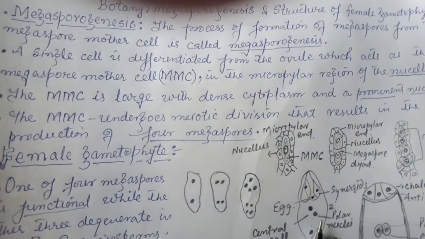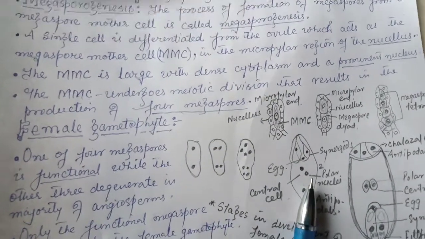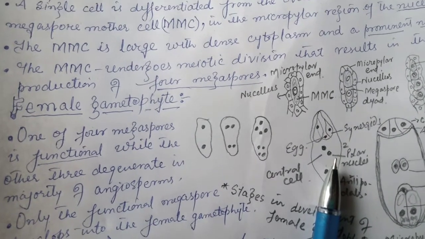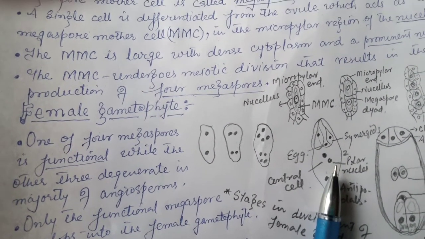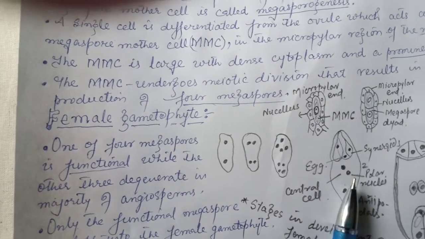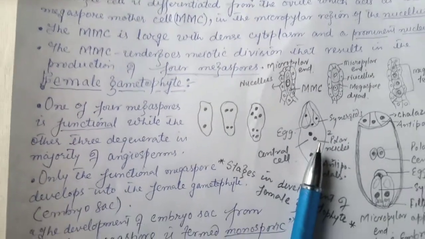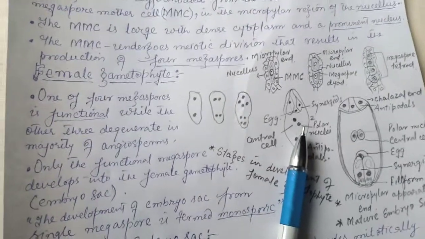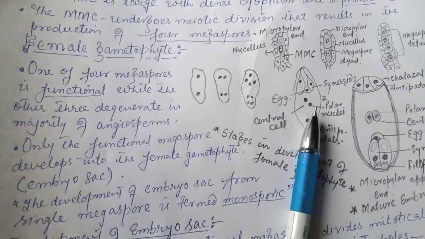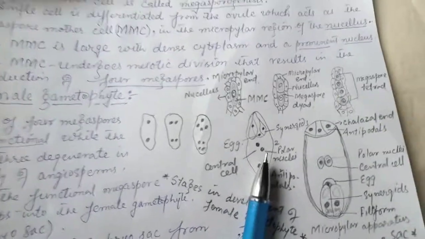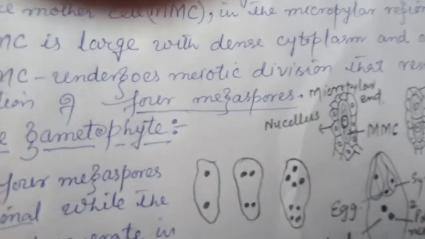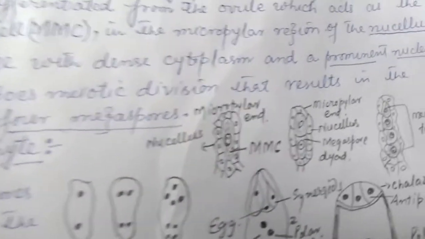Now, the female gametophyte. Out of these 4 megaspores, only one is functional, while the other 3 degenerate in the majority of angiosperms. That means only one of the cells remains functional. This functional megaspore develops into the female gametophyte, commonly known as the embryo sac. Here you can visualize it in the diagrams.